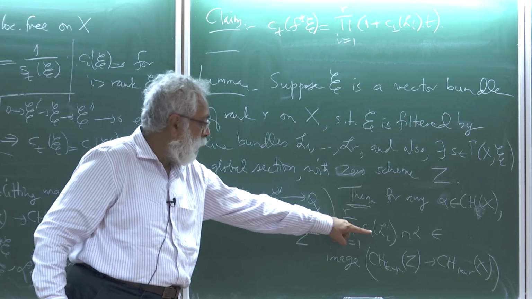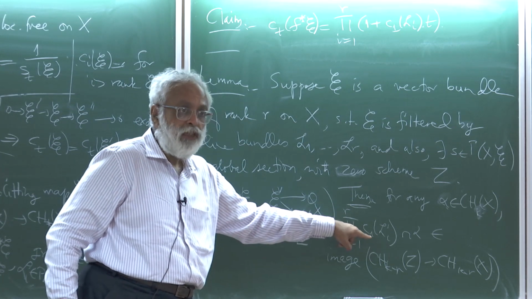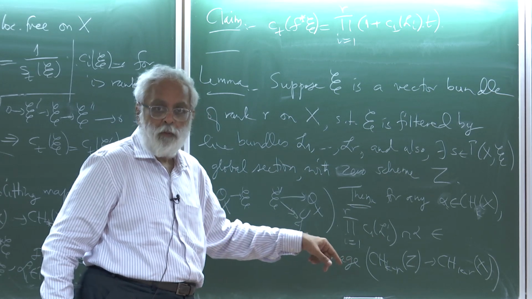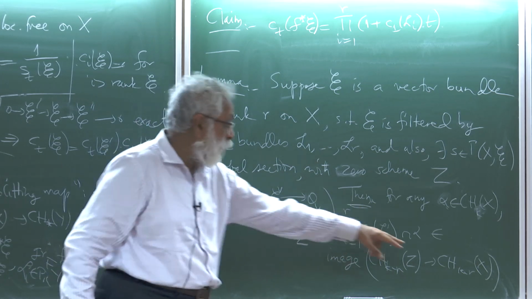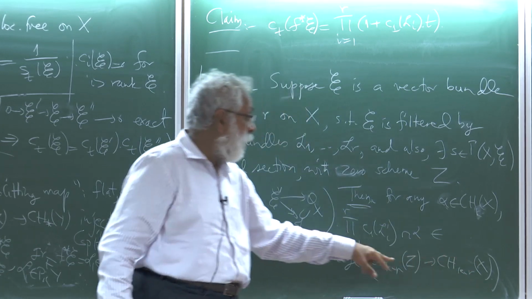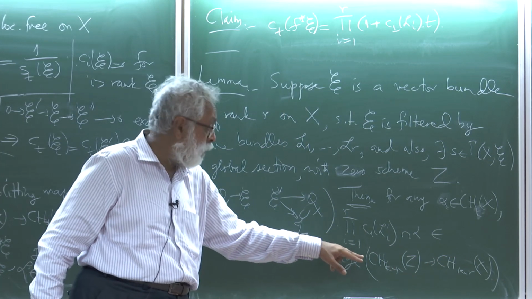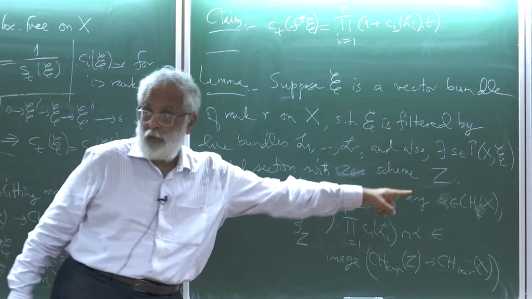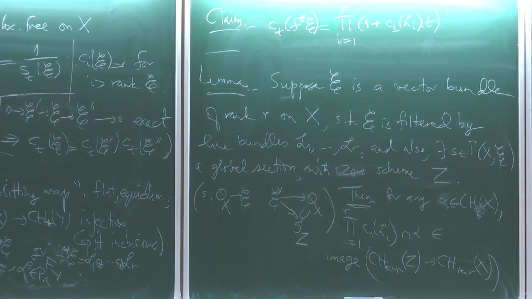So each time I take the cap product with C1 of a line bundle, it reduces the dimension by 1. So doing it with R line bundles, of course, will go from Chow K to Chow K minus R. But inside Chow K minus R, I have a distinguished subgroup, the image of Chow K minus R of this particular Z. So I assert that the result of that calculation lies in the image. It's a kind of support condition.